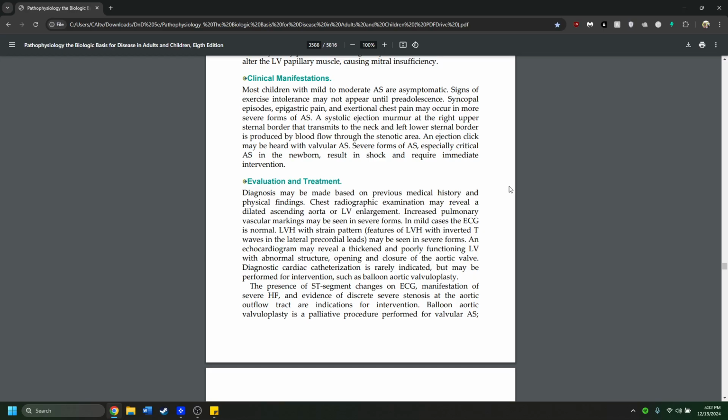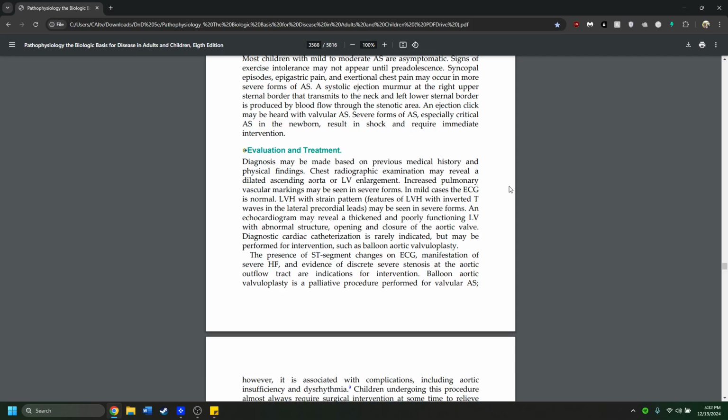In more severe forms of aortic stenosis, a systolic ejection murmur at the right upper sternal border that transmits to the neck and left lower sternal border is produced by blood flow through the stenotic area. An ejection click may be heard with a valvular aortic stenosis. Severe forms of aortic stenosis, especially critical aortic stenosis in the newborn, result in shock and require immediate intervention.